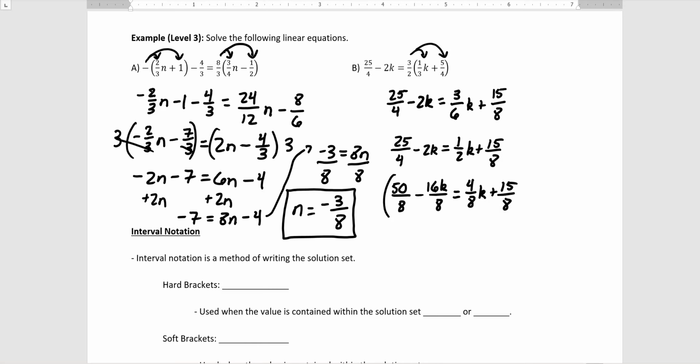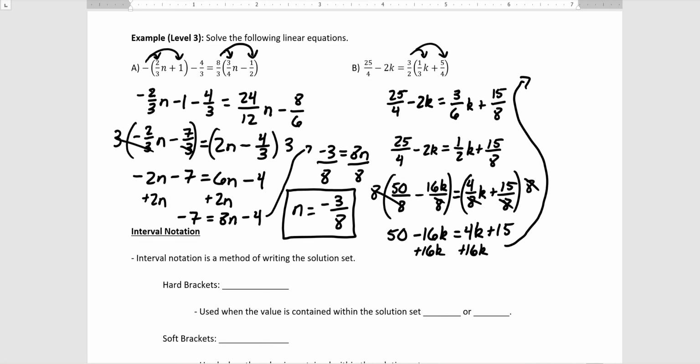And now that they all have that common denominator, multiply both sides by 8, and all of these denominators will divide out. So I'd be left with 50 minus 16k equals 4k plus 15. All right, I'm going to add 16k to both sides, and I'm going to take this up top over here. When I do that, I have 50 equals 4 plus 16 is 20k plus 15. Subtract 15, subtract 15. 35 then would equal 20k.